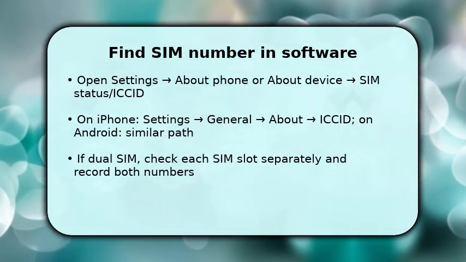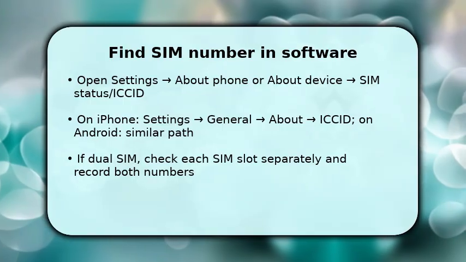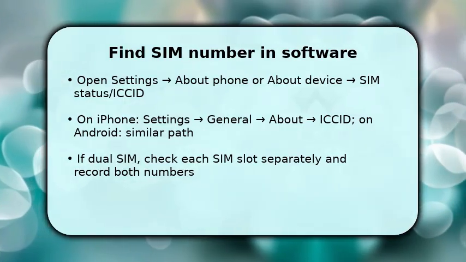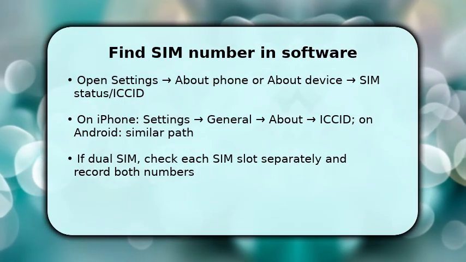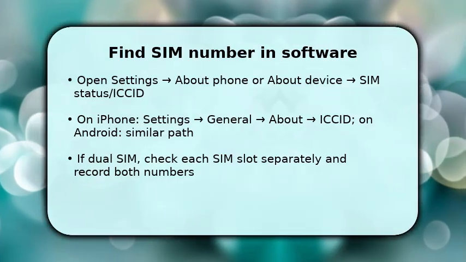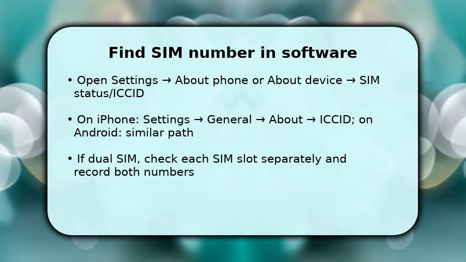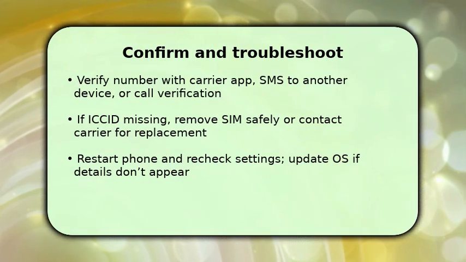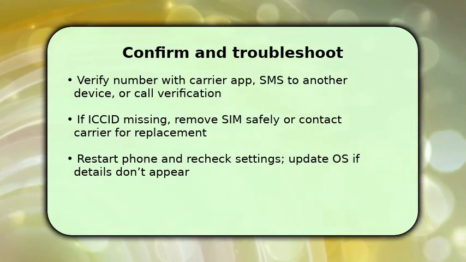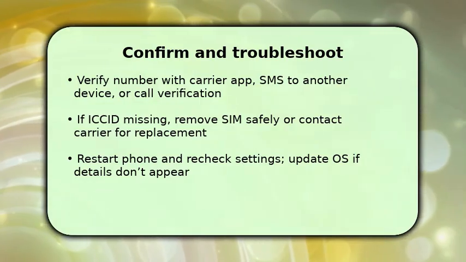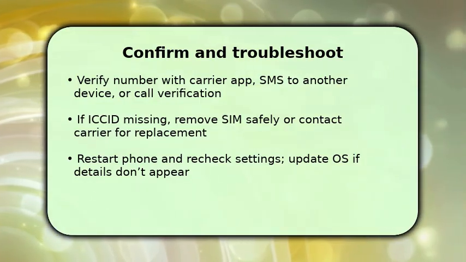It's the definitive identifier. Make sure to check each SIM slot on dual SIM devices because the active cellular number may differ from the ICSID. If copying, double-check each digit to avoid mistakes. Finish by confirming that the ICSID matches carrier records or test it with a quick SMS or call. This validates the SIM's active number.